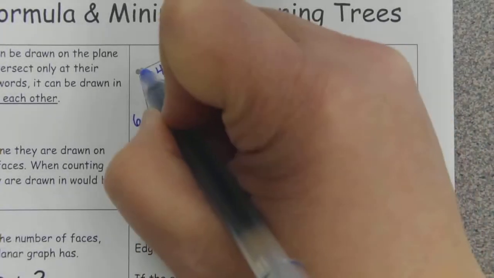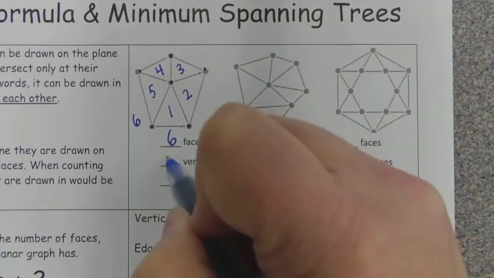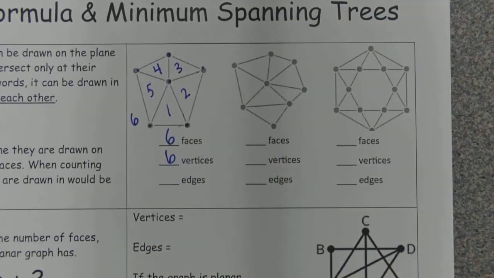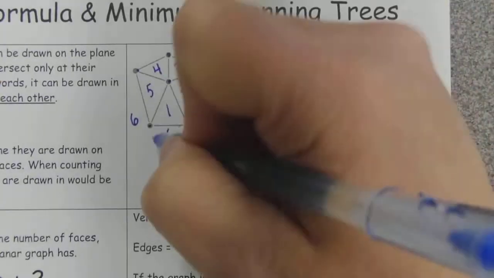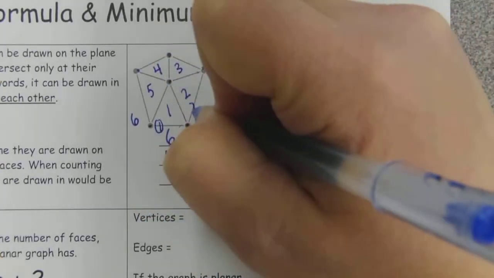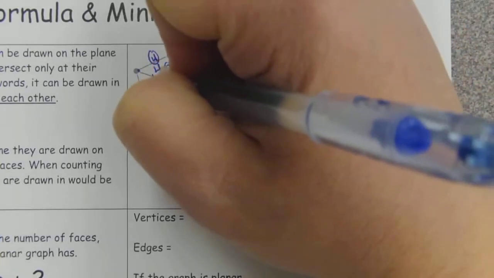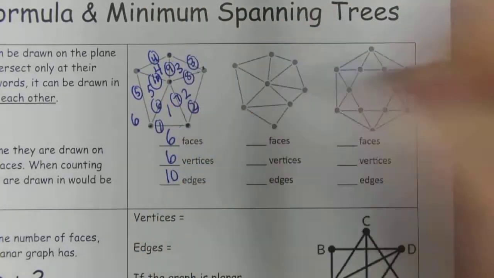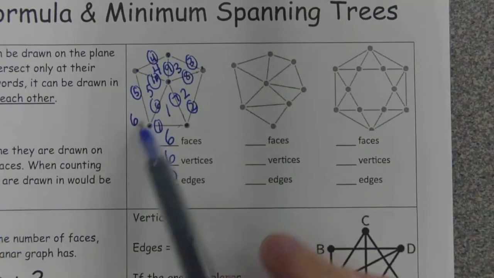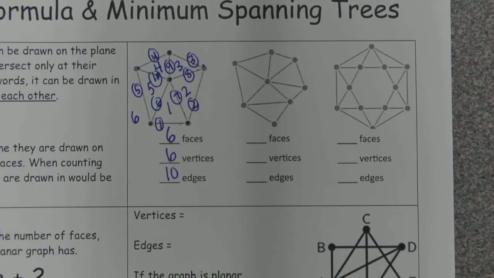How many vertices does it have? 1, 2, 3, 4, 5, 6. So 6 vertices. And then how many edges does it have? I like to just count them. 1, 2, 3, 4, 5, 6, 7, 8, 9, 10. So 10 edges.